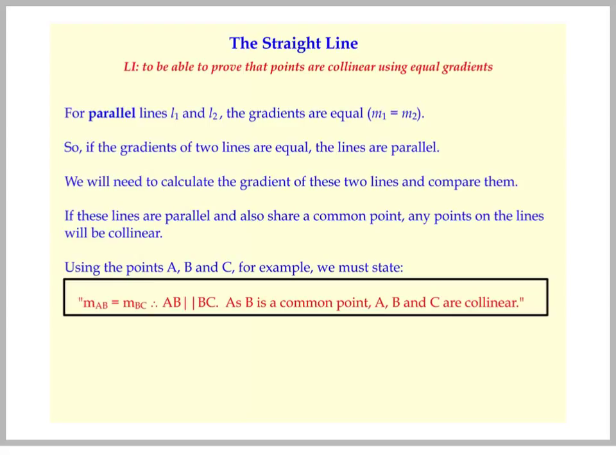If, for example, you use the points A and B and C, we have to state that the gradients are equal. Therefore, MAB is equal to MBC. Therefore, AB is parallel to BC. That's what those two lines are for. Now you can see that B is a common point. B is common to AB and BC. So then A, B and C are collinear. It's the points that are collinear, not the lines.